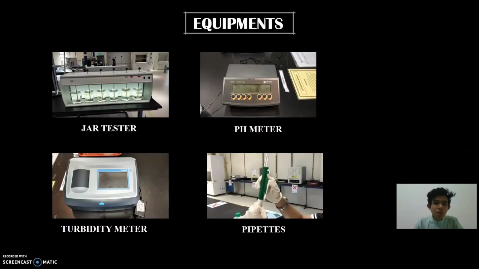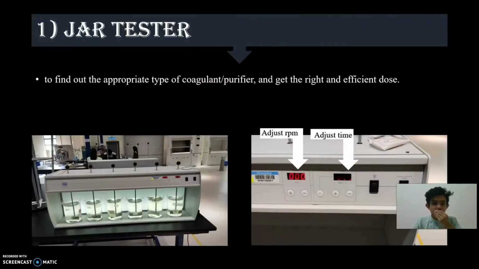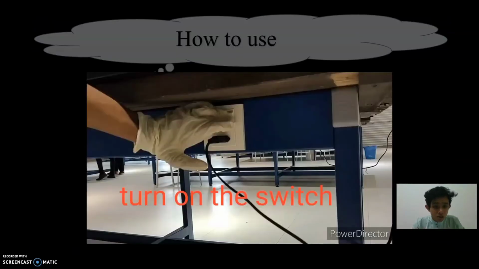Okay. First, the equipment we see on the screen that we have to use: the jar test, pH meter, turbidity meter, and the pipette. And the first is the jar test. The function of the jar tester is to find out the appearance type of polyfill and get the right and efficient dose. This is the jar test in the picture.